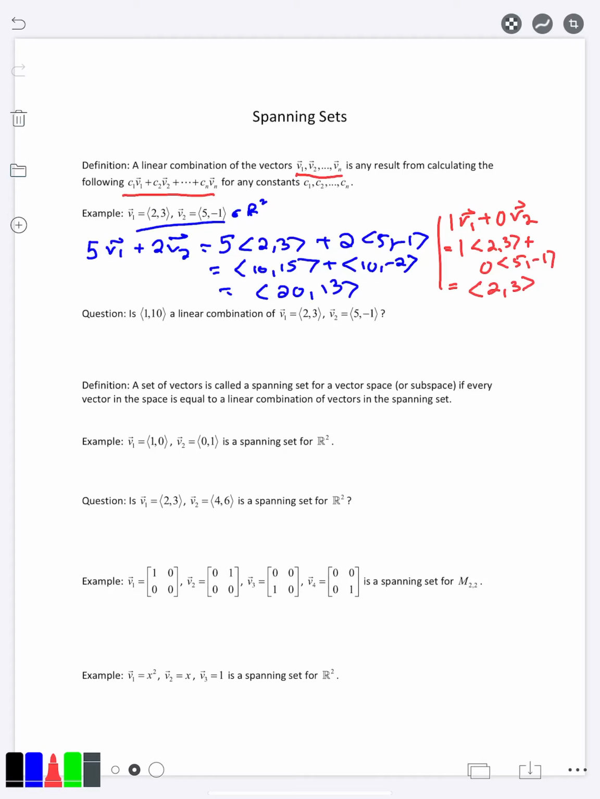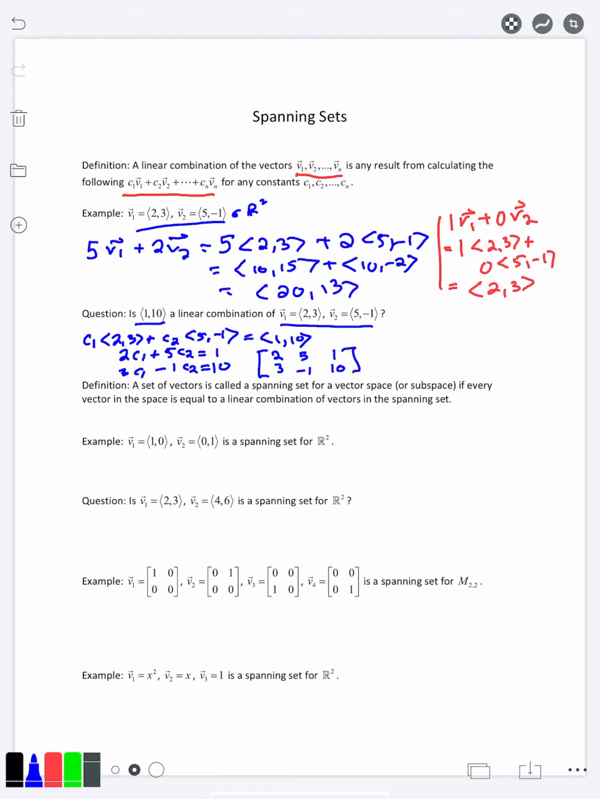Now, a more interesting question is whether a particular vector is a linear combination of these ones. Is there some way to combine them together and get the answer (1, 10)? If we want to get this answer, one way to do that is to say c1 times (2, 3) plus c2 times (5, -1), and see if the answer is ever (1, 10). Then basically we have equations that we want to solve. We would say 2c1 plus 5c2 is going to give me 1, and 3c1 minus 1c2 is going to give me 10. If you want to put that in matrix format, it's going to look like the following. You can see your v1 is your first column, your v2 is your second column, and then the answer is the right column.